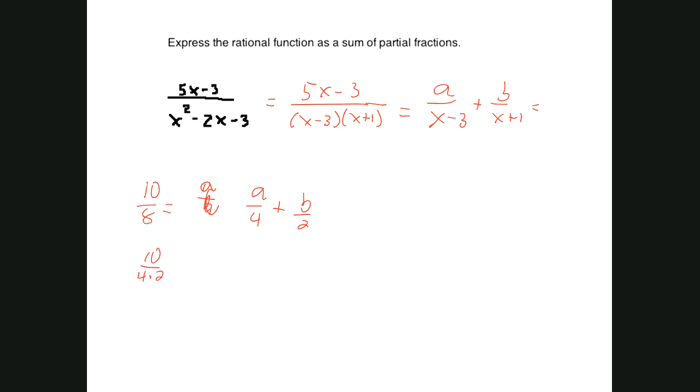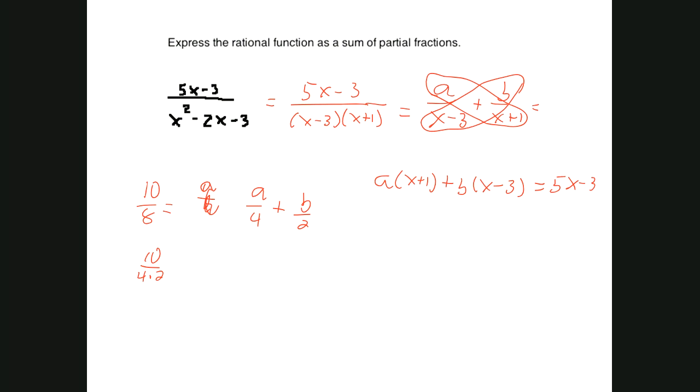And now we know that if we cross multiply, we should get the 5x minus 3, right? So I'm going to cross multiply here because that gives me the top of my fraction. So a times x plus 1, plus, and then cross multiplying this way, b times x minus 3. Well, that is equal to 5x minus 3, doesn't it? That is probably the hardest part of the problem, just breaking it up and then rewriting it.